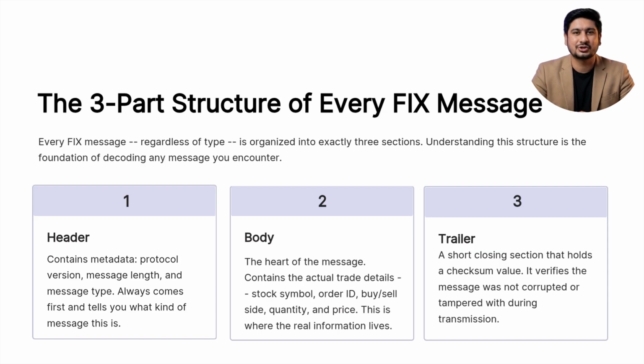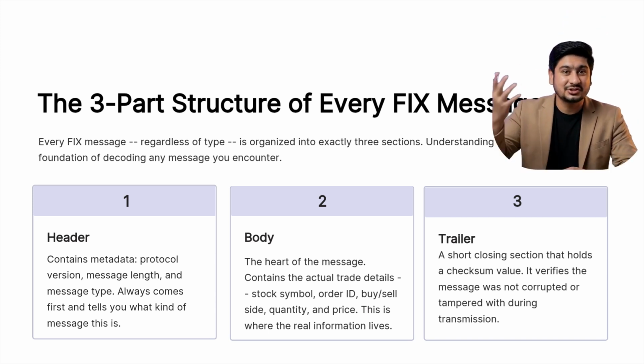Every FIX message is structured into three parts: header, body, and trailer. The header includes metadata like protocol version and message type. The body contains trade details such as stock symbol and order ID. The trailer ensures message integrity with a checksum value. Understanding this structure is crucial for decoding messages.